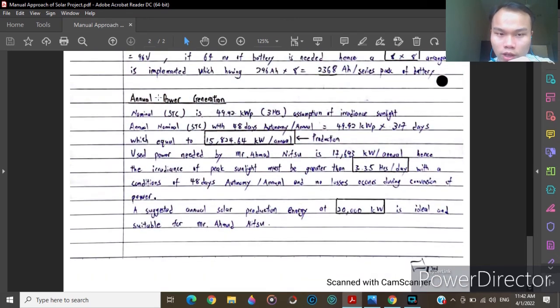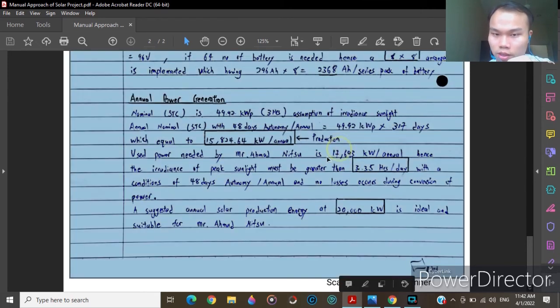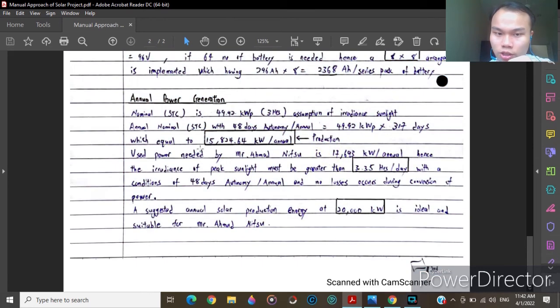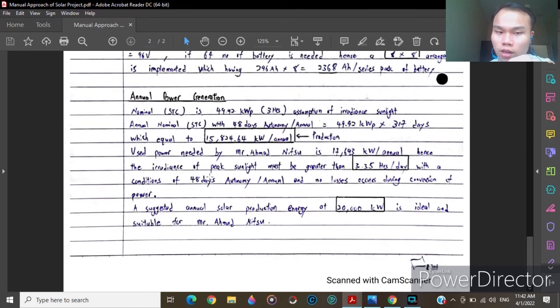So for the annual power generation, the 3 hours is 49.92 kilowatts for the assumption of irradiance light. So I'm going to calculate it into 317 days because 48 days is totally no sunlight for the autonomy, which is equal to this amount. So apparently Mr. Nafsu needs 17K and it's just only 15K because we are just based on the assumption of 3 days.